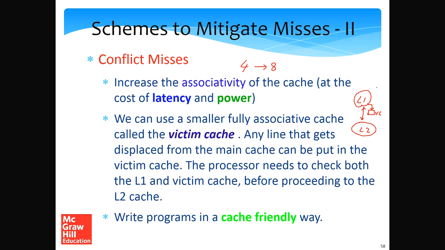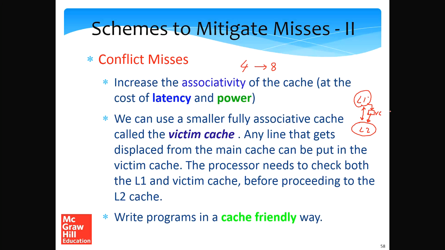Subsequently, any read access needs to check in both the L1 and the victim. Once the victim fills up, we can evict something here and send it to L2. So there are certain advantages of the victim cache. I'll discuss this in the subsequent slides.